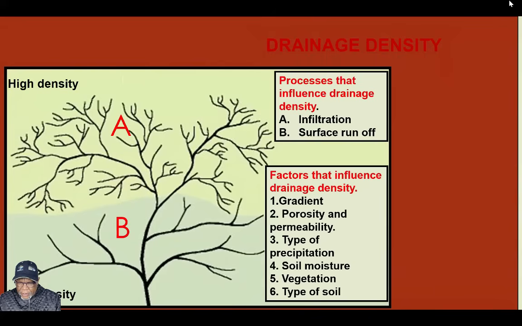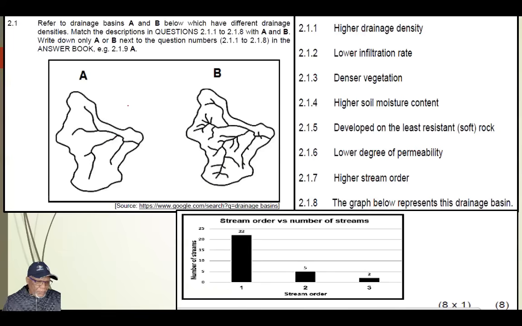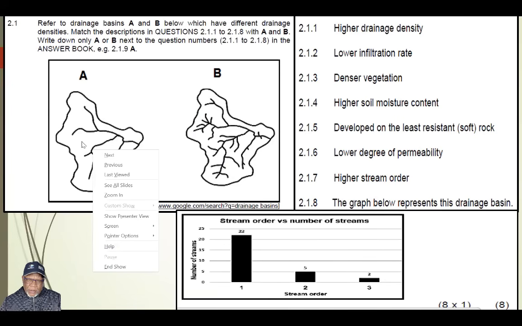Now, let's look at the drainage density. Let's look at the drainage density at A. Sorry, not A. That's not A.